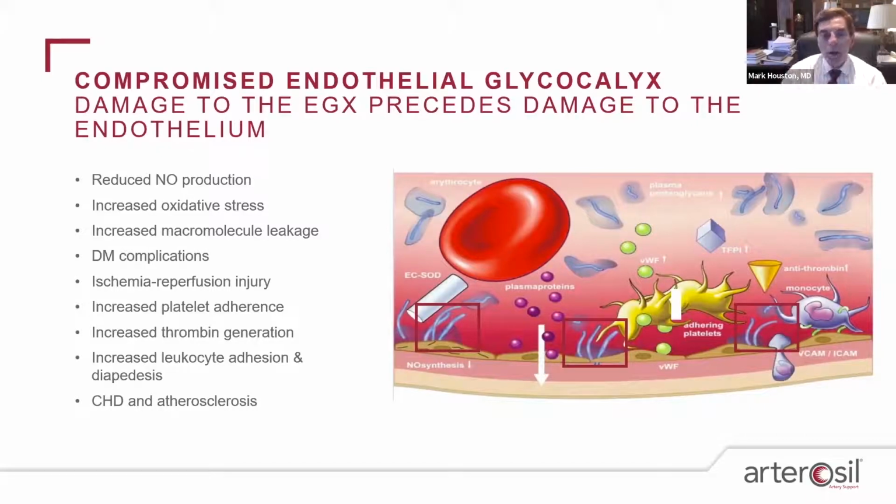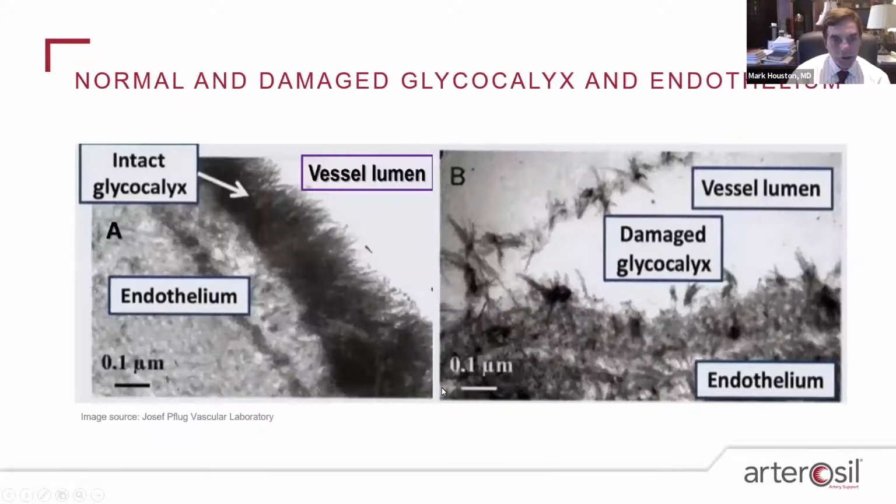If the endothelium or the glycocalyx are damaged, you're going to have very similar changes in the production of vasodilatory hormones and cytokines. So the nitric oxide level will go down. There's an increase in oxidative stress. You start to have macromolecular leakage. Then diabetic complications ensue. You've got issues related to ischemia, reperfusion, and injury, increased platelet adhesion, thrombin goes up, leukocyte adhesion is increased, and then you end up with more CHD and atherosclerosis.